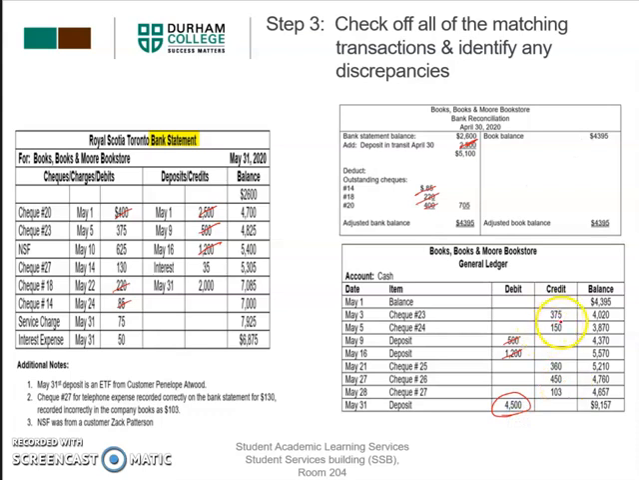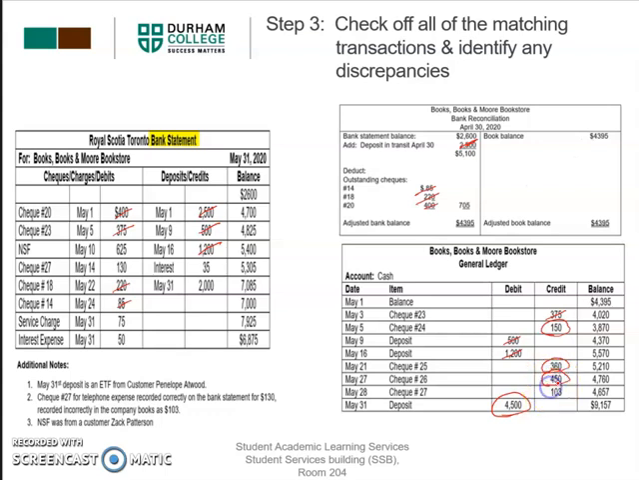Now I'm going to go take a look at the checks. I see check number 23 for $375 is on both the cash general ledger as well as the bank statement. Check number 24 is not on the bank statement, so I'm going to circle that. That means the bank doesn't know about it. The person that we wrote the check to hasn't cashed the check yet. Check number 25 is also not on the bank statement, so I'm going to circle that. Check number 26 is not on the bank statement as well, so I'm going to circle that because the bank doesn't know about that.